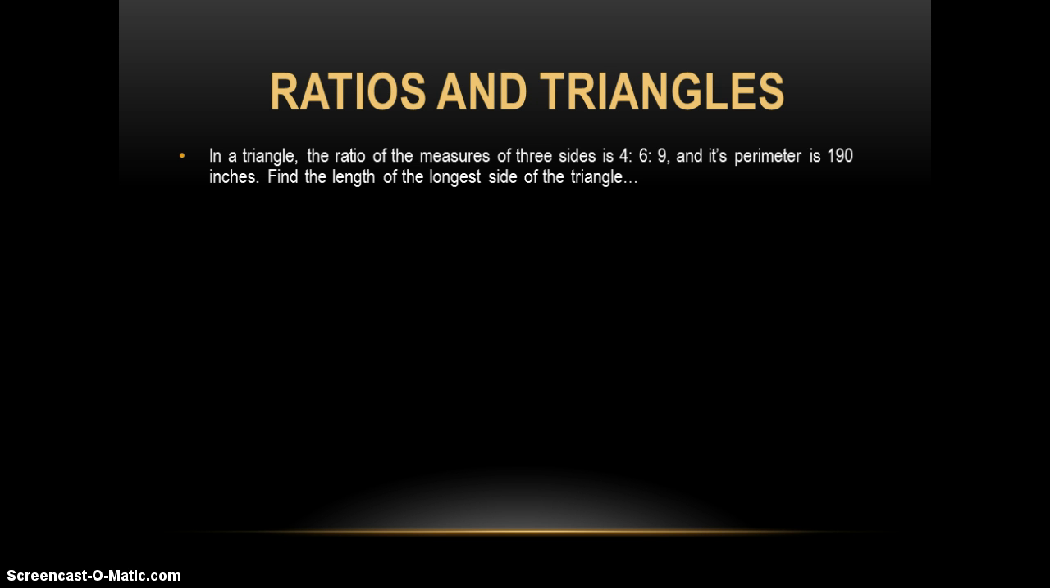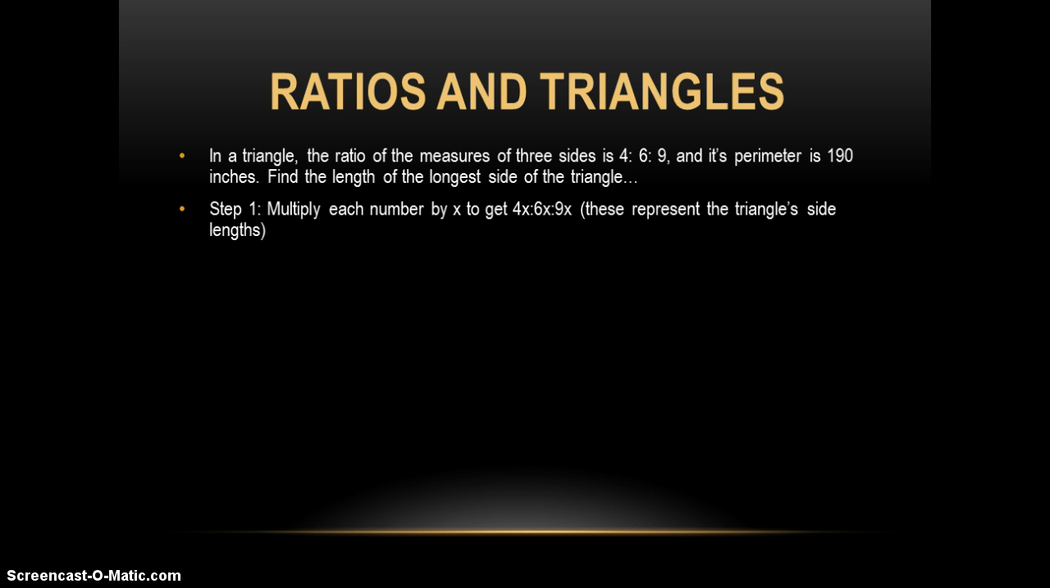Ratios in triangles. In a triangle, the ratio of the measures of 3 sides is 4, 6, 9, and its perimeter is 190 inches. Find the length of the longest side of the triangle. Step 1. We're going to multiply each number by x to get 4x, 6x, 9x. These represent the triangle's side lengths.